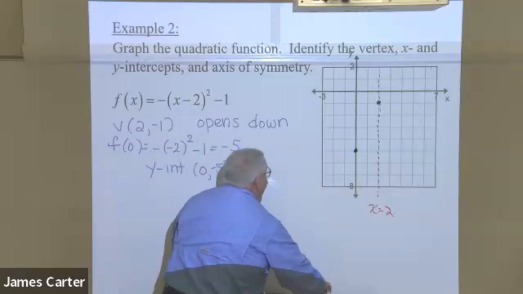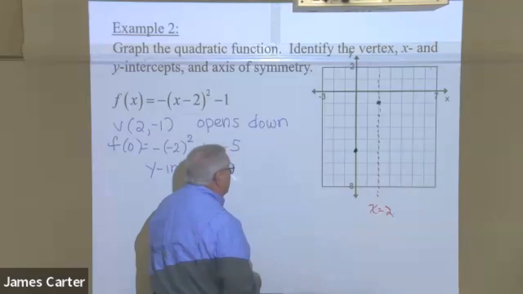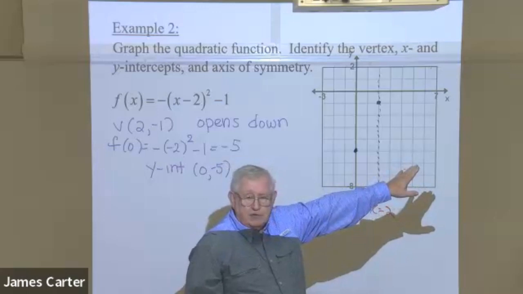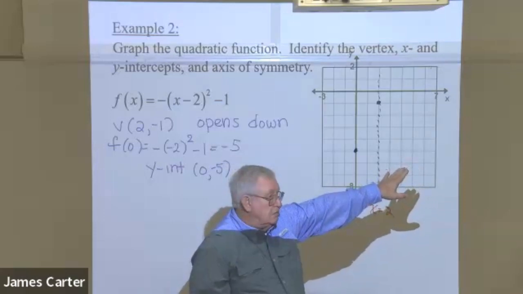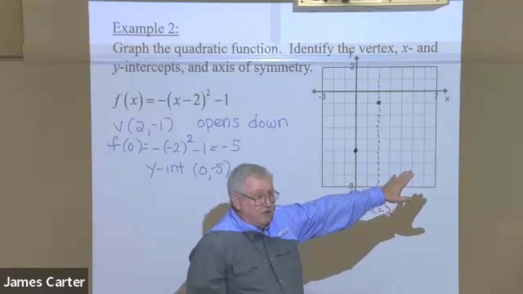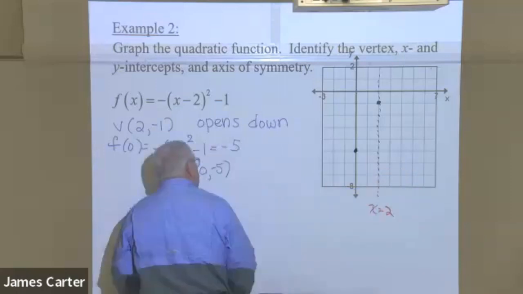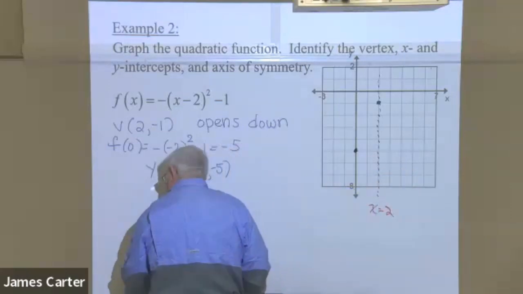Now, we've got those pieces of information. With that, what I've got on the board right now, we've got enough to graph this equation. Maybe not perfectly, but very close. Okay? What would it look like if we were to graph it?